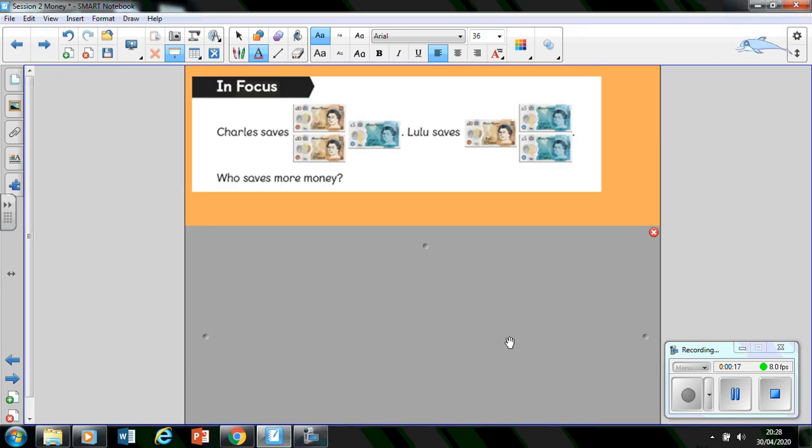I've got our InFocus task here and it says Charles saves this much, Lulu saves this much. Who saves more money? Now I know, easy peasy, they both save the same amount because they've got the same amount of notes. Look, he's got 3 notes, 1, 2, 3. She's got 3 notes, 1, 2, 3. Am I right? Pause the video and have a discussion with your learning partner and we'll come back and explore it together.